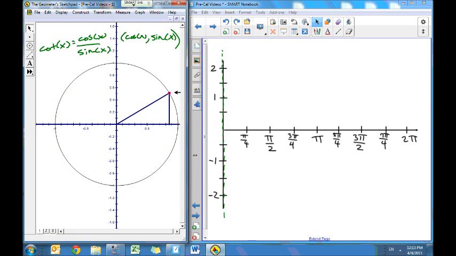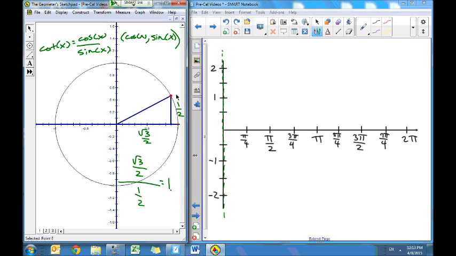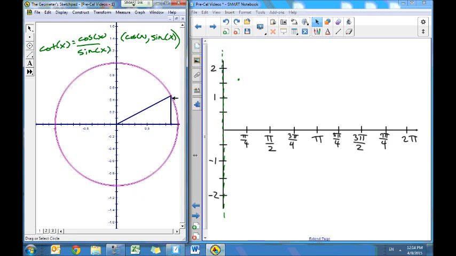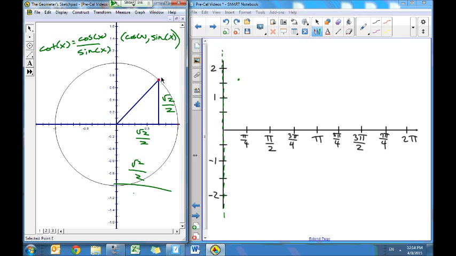There we go. At pi over 6, I have 1/2 over root 3 over 2. Now if I divide root 3 over 2 divided by 1/2, I get 1.73. So at pi over 6, 1.73, about right there. At about pi over 4, I have root 2 over 2, root 2 over 2, which again, root 2 over 2 divided by root 2 over 2 is 1.